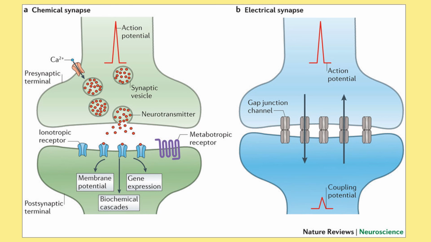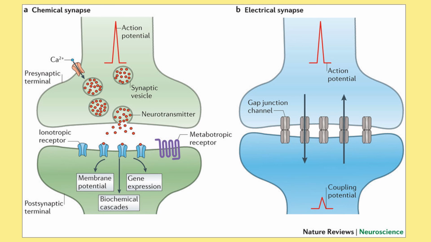So on the left, we see a chemical synapse, and you are familiar with the structures here. Up top, we have the presynaptic cell. Down below, we have the postsynaptic cell. The presynaptic cell, in response to an action potential, will release neurotransmitter by exocytosis, and that neurotransmitter binds to neurotransmitter receptors in the postsynaptic cell. On the right, we see what's known as an electrical synapse, and there is no synaptic gap here.